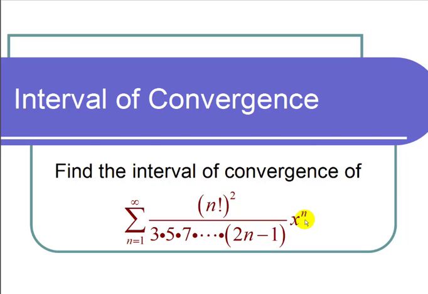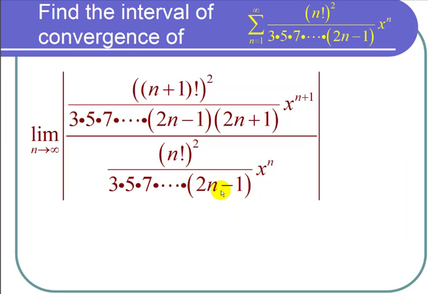So let's start by using the ratio test. We take the limit as n approaches infinity of a sub n plus 1 over a sub n. So if I plug in n plus 1 where I see an n, I get (n plus 1 factorial) squared upstairs. And then for the denominator, if I plug in n plus 1, 2 times (n plus 1) minus 1 is 2n plus 1.